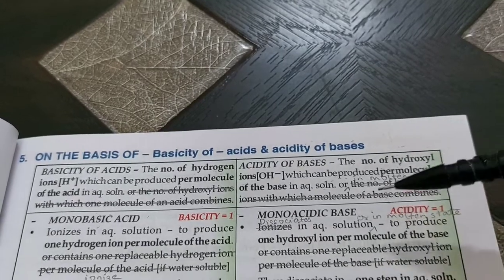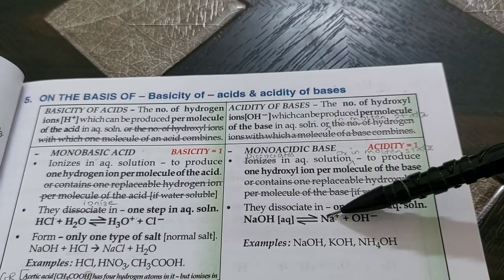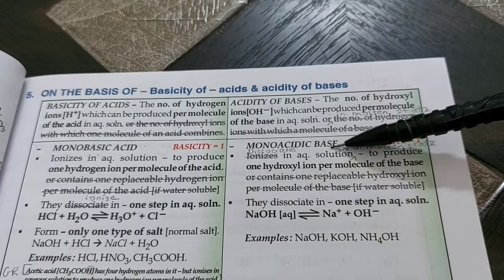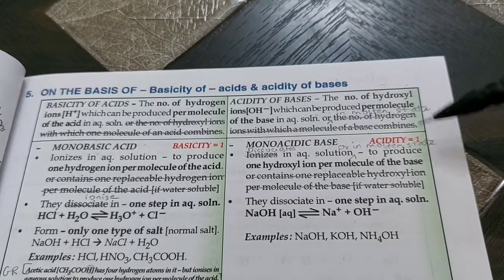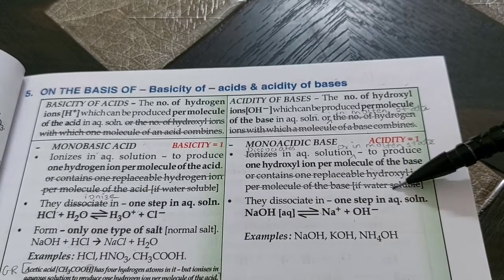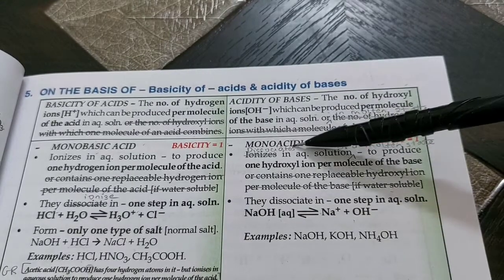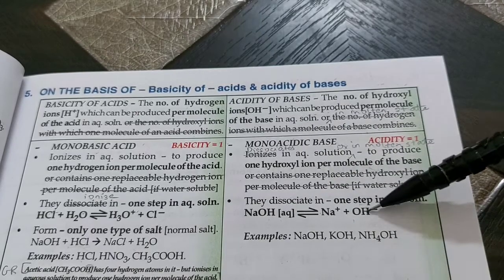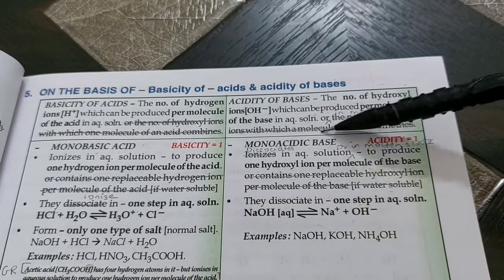So if only one hydroxyl ion is being formed in aqueous or in molten state, it is called monoacidic base, and the acidity is 1. Make the changes in the definition, and remember, here we use the word dissociates, not ionizes, because bases or alkalis have an ionic bond. So these are examples of monoacidic base.